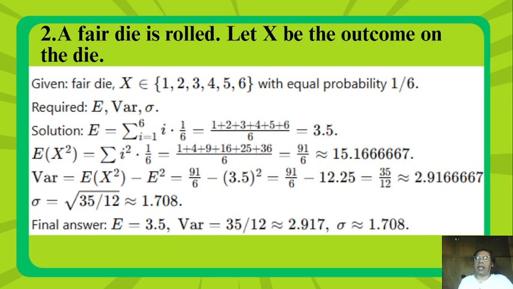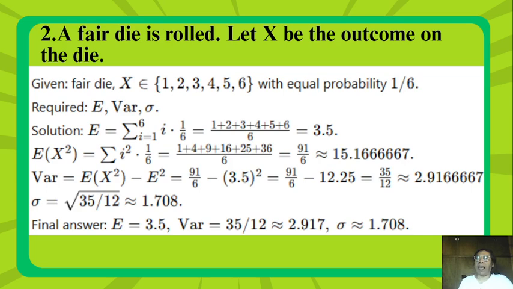And then we have here times 1 over 6. That summation means we add all of the results, 1 plus 2 plus 3 plus 4 plus 5 plus 6, and then divide it by 6. And our E is equal to 3.5.